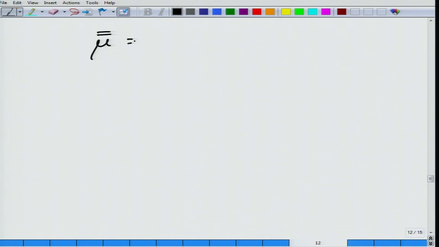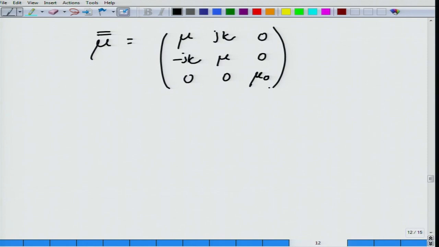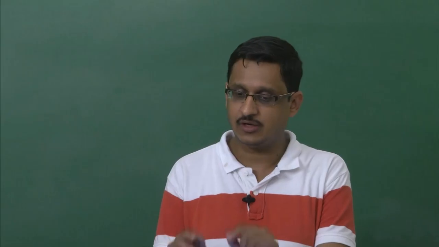And what is the form of the mu tensor? Given that we have applied the bias field along the z axis, this will be given by mu, j kappa, 0, minus j kappa, mu, 0, 0, 0, mu naught. Of course, if the electromagnetic wave is propagating along the z direction, you are not interested in all the 9 elements here, but only in this sub matrix, which couples the x and y components of your magnetic or electric fields Ex, Ey or Hx and Hy. So this is the effective permittivity and permeability, and we have seen that permeability actually becomes a tensor, which we have now represented in terms of a matrix.